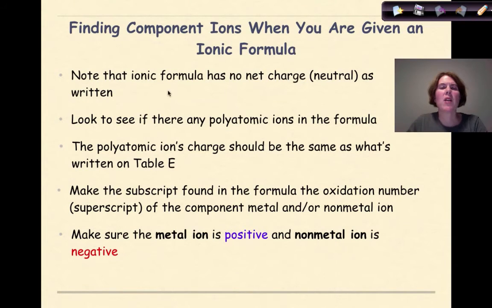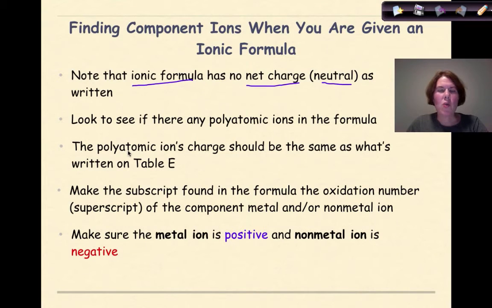Now let's talk about finding component ions when you're given an ionic formula. So this is basically going backward. We have an ionic formula. What I do want to do now is break it back into its positive ion and its negative ion that you originally started with. This is a good exercise just to double check your work and really deepen your understanding of ionic compounds. So let's remember, ionic formulas basically have no net charge. In other words, they are neutral.